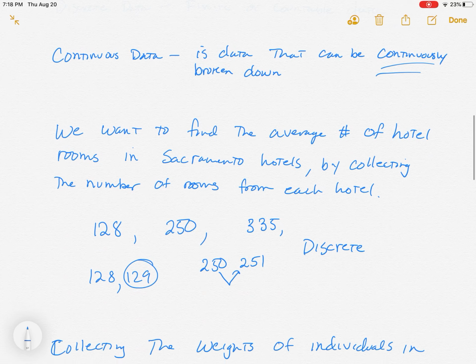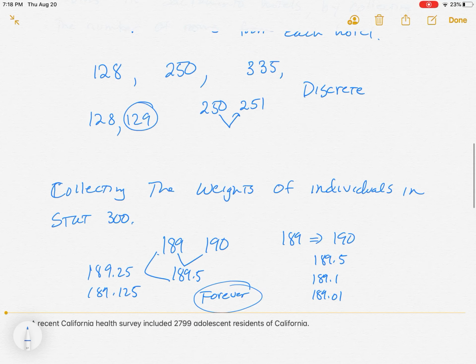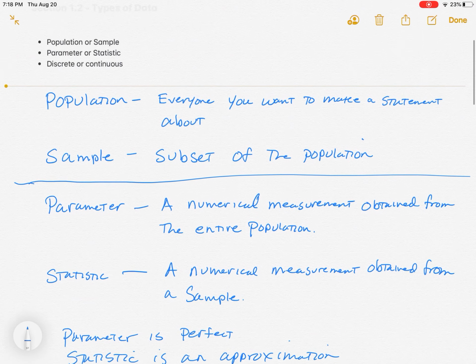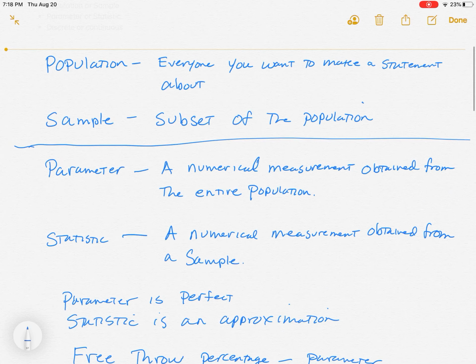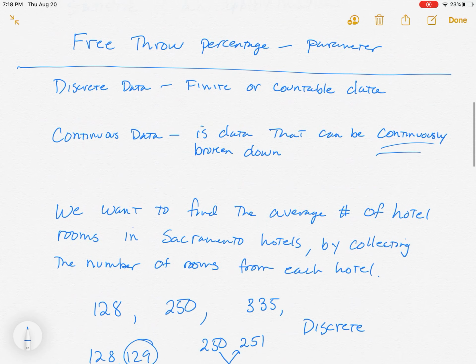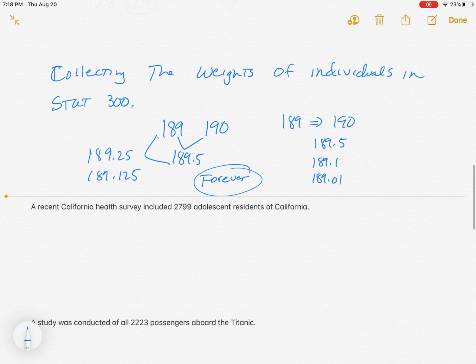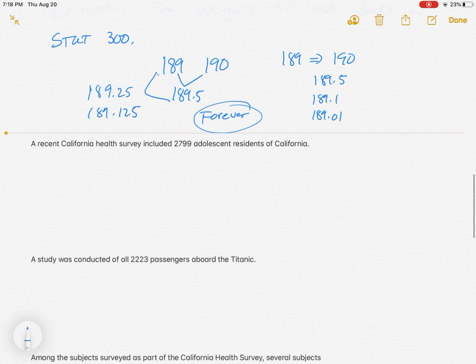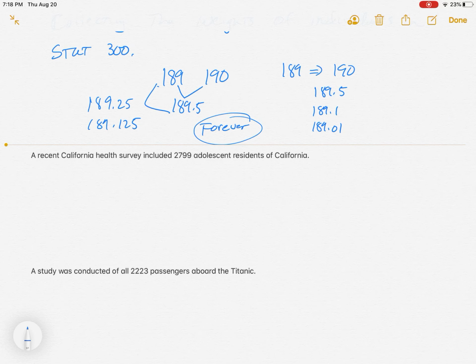Now, this is Jensen language, this is my language, a practical language, but one that I think will help you understand. So let's park that for a minute and come back to our definitions. Let's remember that a parameter is a numerical measurement obtained from the entire population. A statistic is a numerical measurement obtained from a sample. And let's come right down here to our first example. These examples right here are asking whether we have a statistic or a parameter.